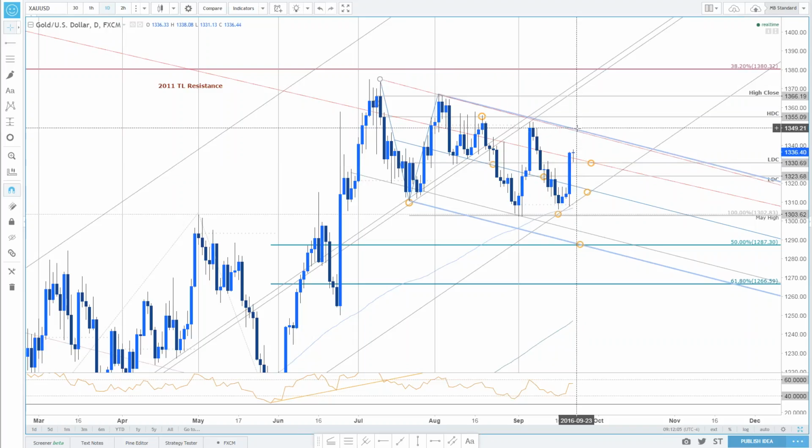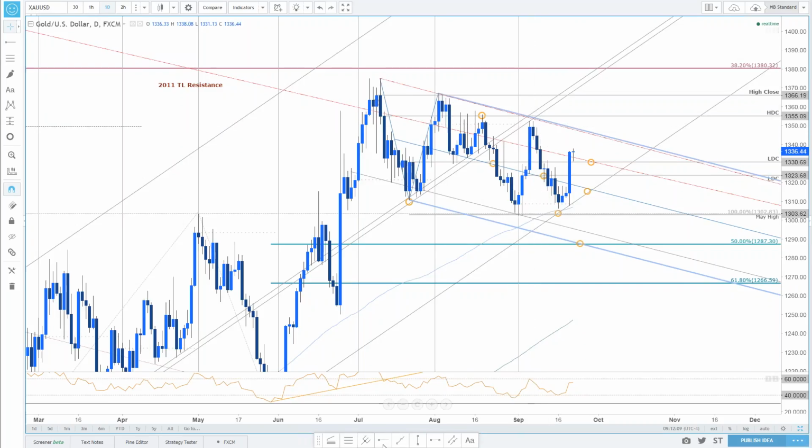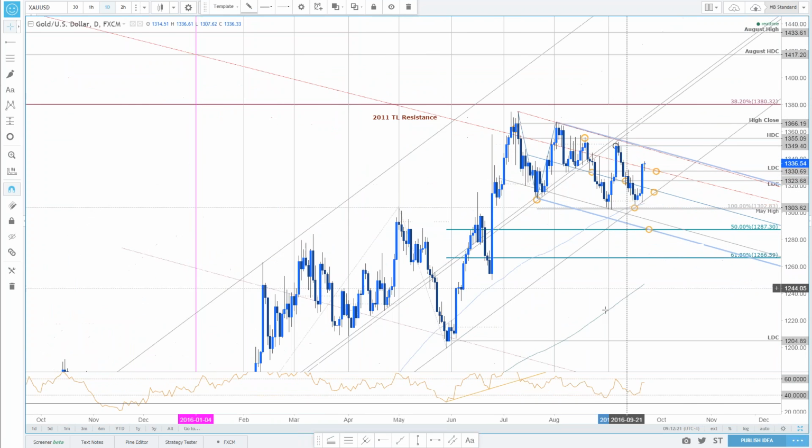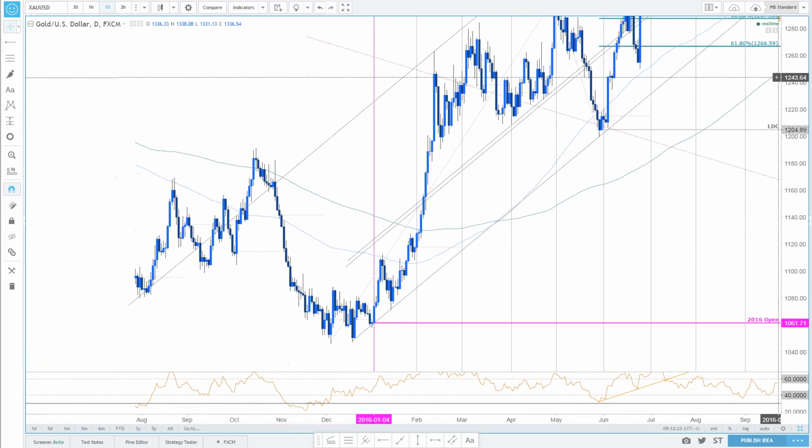Near-term resistance now, the high day close for this month, comes in right here. Okay, that's 1350. Remember, the high day close for the year is 1355, and that's the validation for the breakout for the broader continuation of this massive uptrend that we've been in gold from last year's low.